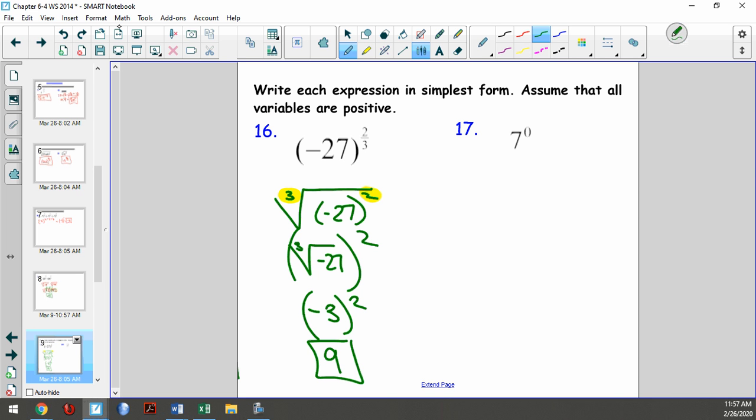What's 7 to the 0 power? 0? It is not 0. It is always and forever 1.